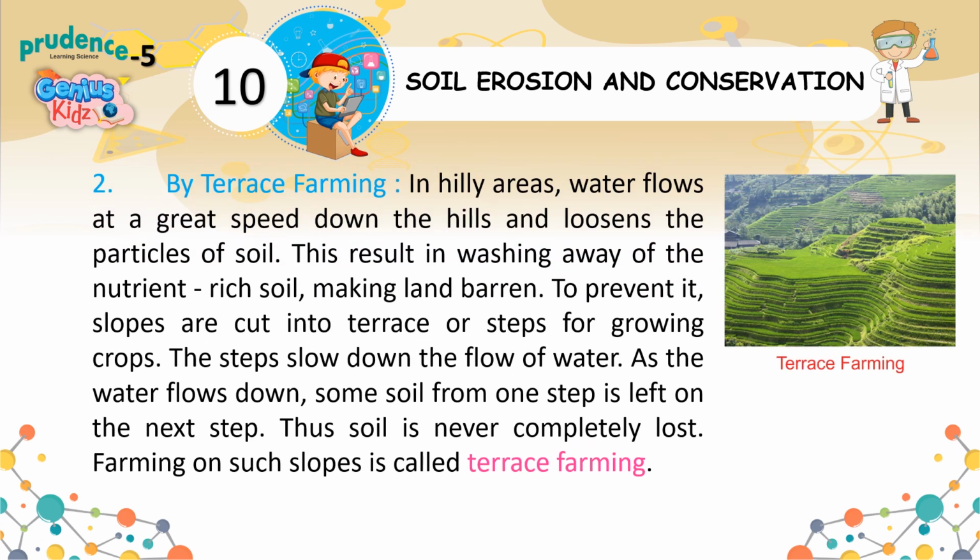2. By terrace farming. In hilly areas, water flows at a great speed down the hills and loosens the particles of soil. This results in washing away of the nutrient-rich soil, making land barren. To prevent it, slopes are cut into terraces or steps for growing crops. The steps slow down the flow of water. As the water flows down, some soil from one step is left on the next step. Thus, soil is never completely lost. Farming on such slopes is called terrace farming.